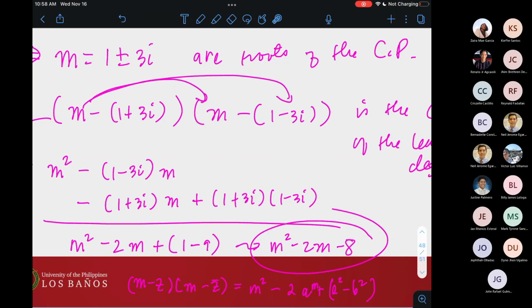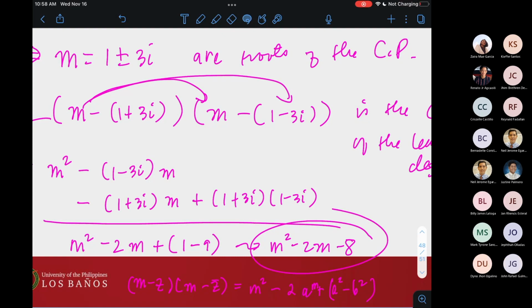Or you can just do the plain old FOIL method. Medyo hindi ako mahilig sa formula, kaya nag-FOIL method ako. Nang ginawa ko na yung FOIL method, saka ako nakita yung pattern. Ito nga pala yung formula. M squared minus 2am. Sulat ko lang ito ng maayos. Plus a squared minus b squared.